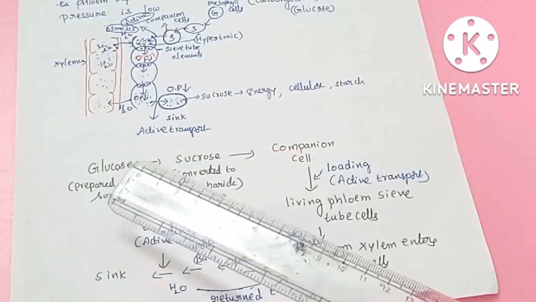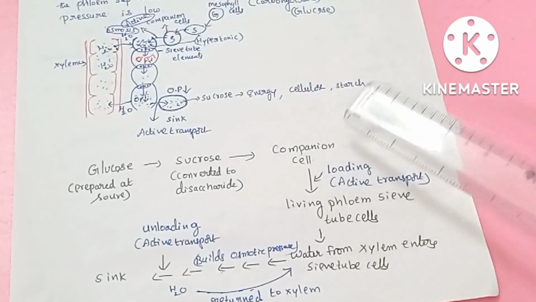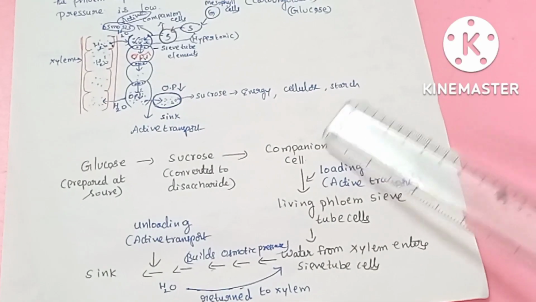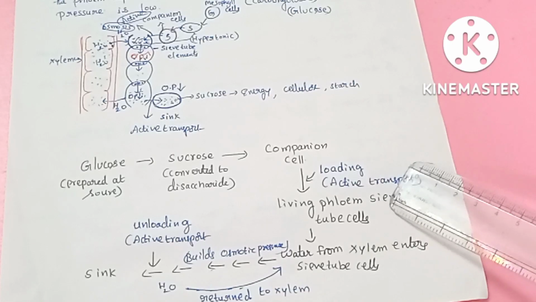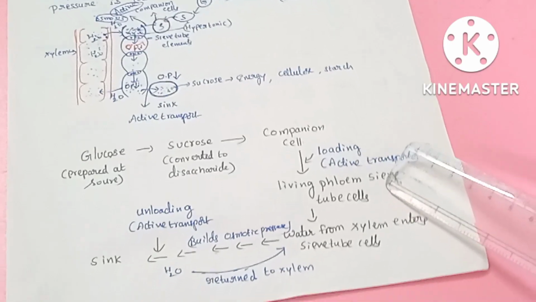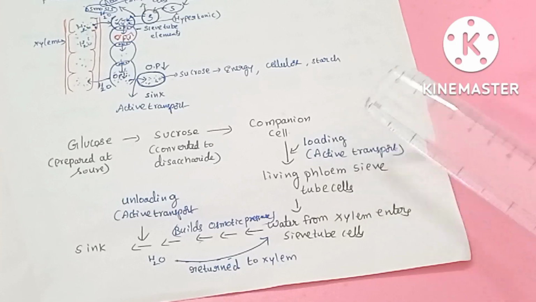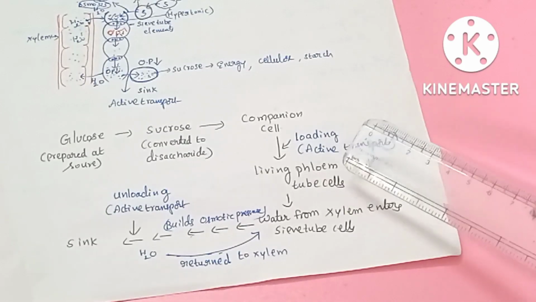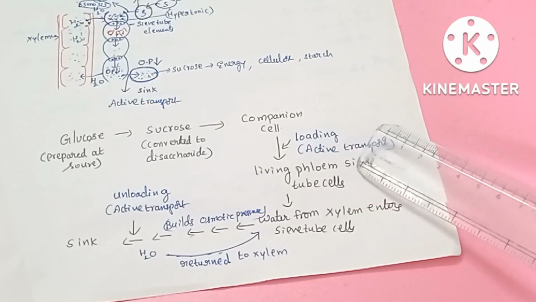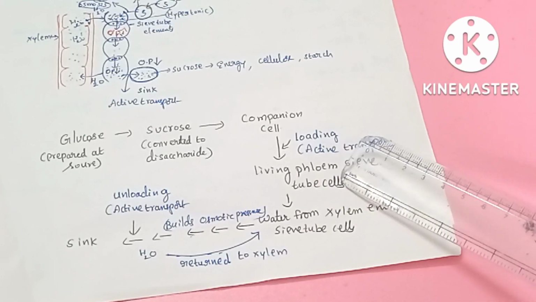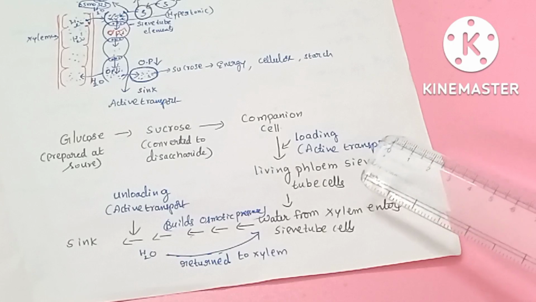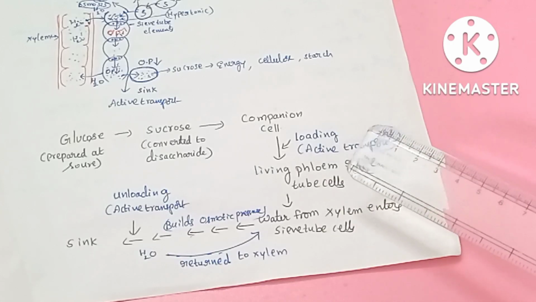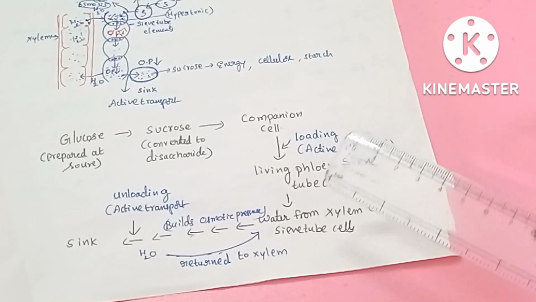What will happen? Glucose is converted into sucrose. Sucrose will enter into the companion cells. These companion cells will load this sucrose into the living sieve tube cells, and loading of this sucrose is also an active transport. And in the sieve tube elements, because of the accumulation of the sucrose, a hypertonic condition is caused, and water will enter into the sieve tube elements by the process of osmosis from the adjacent xylem.